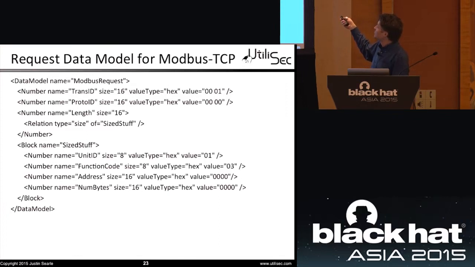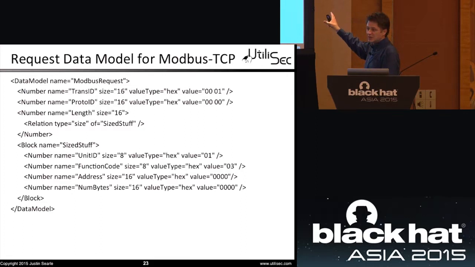The default value, we'll call it 1. It has a protocol ID that's always going to be 0. And then it has a length identifier that is a 16-bit length, and it has a whole bunch of stuff inside of it. Okay, and then I can come down here and say, okay, my block stuff ends up having a unit identifier, a function code, an address size, and a number of bytes that we're going to read. So this basically tells and teaches Peach Fuzzer how to create a Modbus request.